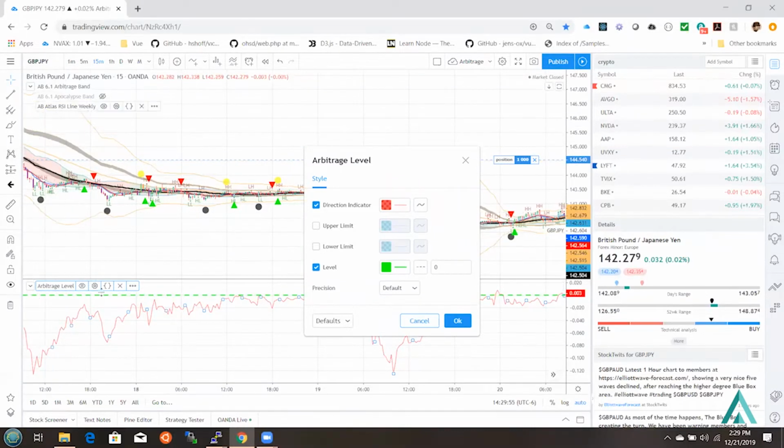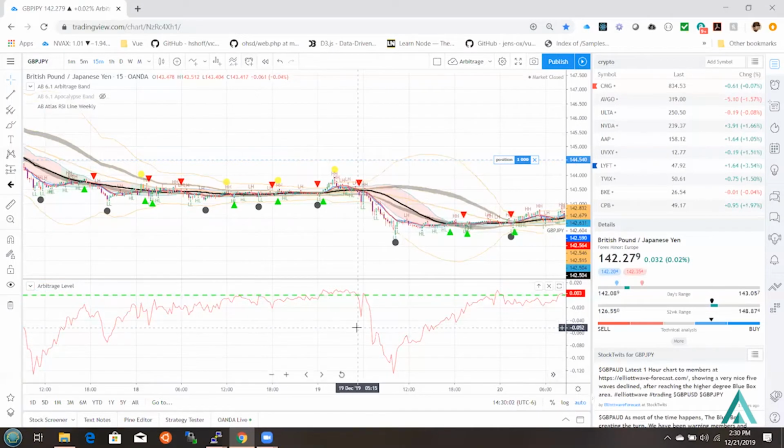So to do that, you would just click the gear and click upper and lower limit and turn them off and then hit OK. Right?